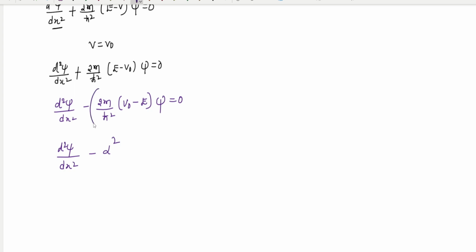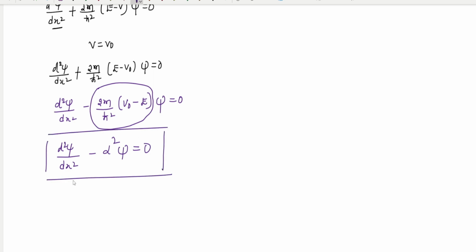This entire thing, I'm going to consider the alpha square wave function psi equal to 0. So here we got the second order differential equation. We know this second order differential equation solution, right? So we can easily write the second order differential equation.